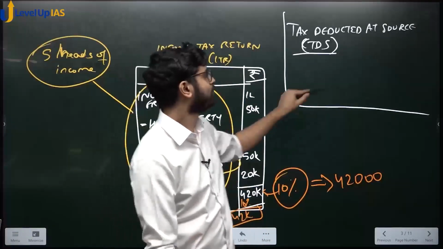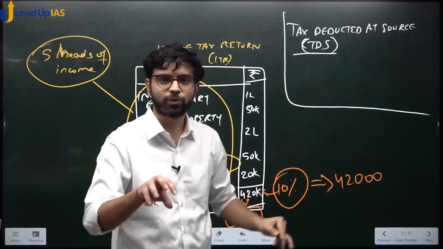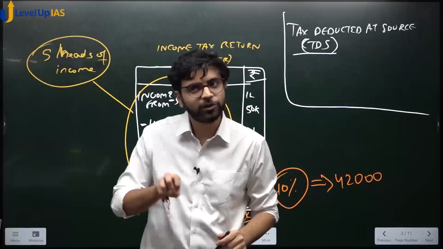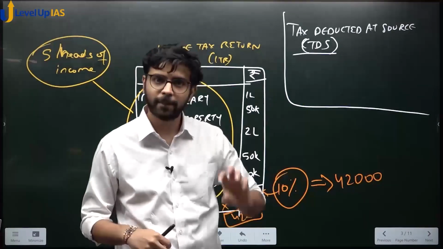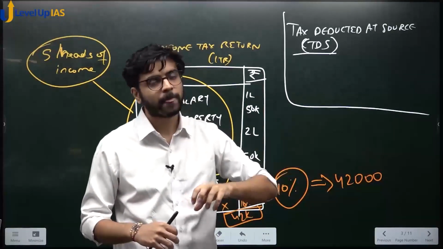That is tax deducted at source. There are many transactions on which tax is deducted at source. What is the source? The source of your income is your employer, yes or no? The source of my income, my professional fees, is LevelUp. So I get money from LevelUp, so they have to deduct tax.